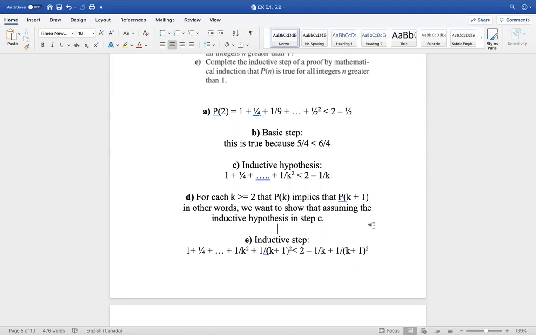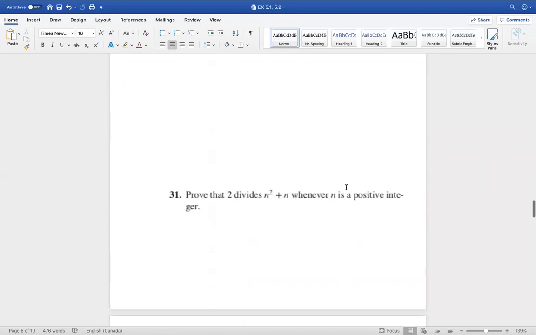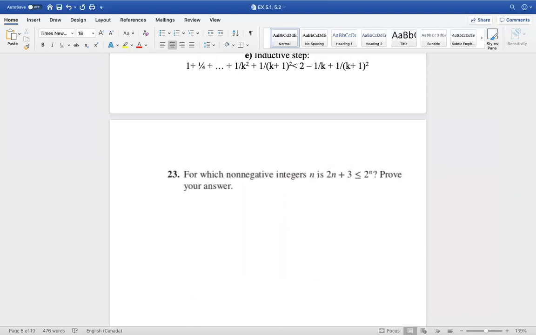Any questions? No questions, so let's move on to the next part, which is question number 23. So we have to prove for which non-negative integers n this holds.